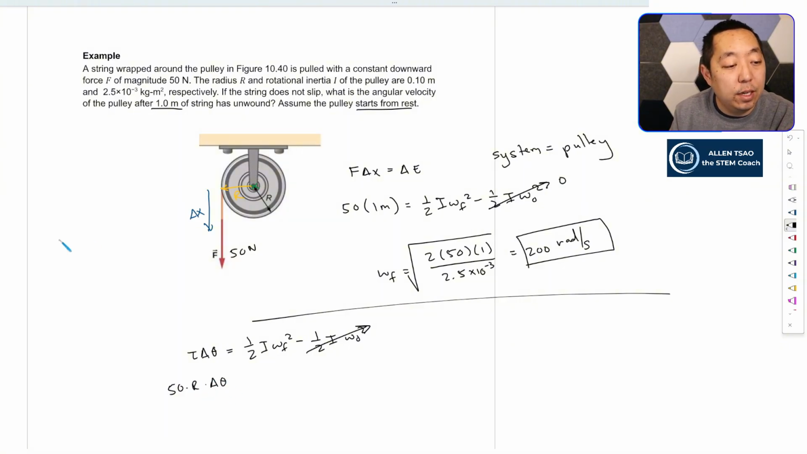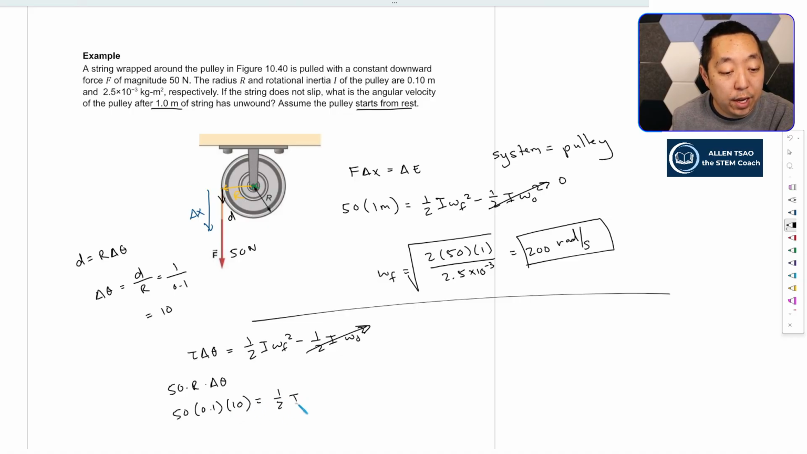Now, how do we figure out the angular displacement? Well, we know the distance that we travel here, right? We know the distance is equal to R times delta theta. And so that's where that's going to come into play. So you know the distance, you know the radius, you know the angular displacement is going to be d over r. I don't know, this is kind of a trivial example. This will be 1 divided by 0.1. That's going to be 10 radians. So it's going to be 50 times 0.1 times 10 radians is going to give you the 1/2 I omega f squared, right? So the right side is going to be the same.